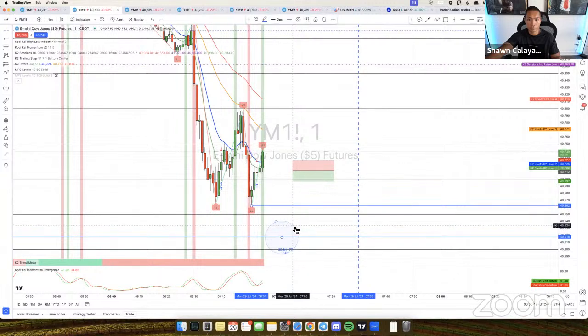So we got liquidity right there. All right, so this is going to be the target price point. If price continues to drop lower, this is going to be the target price point down here.